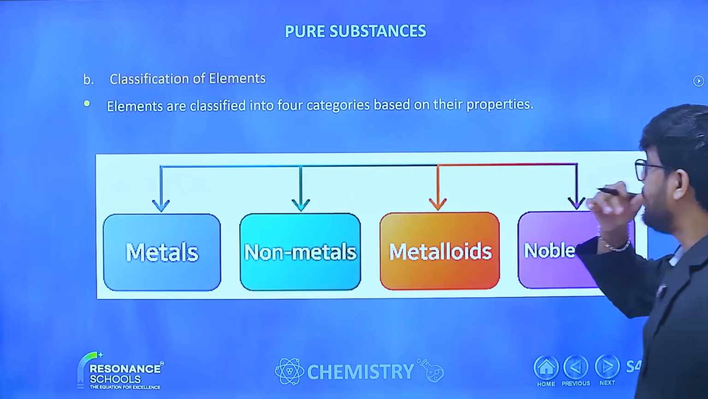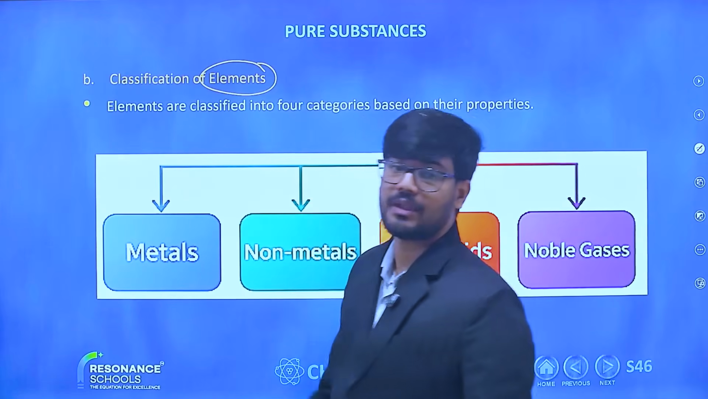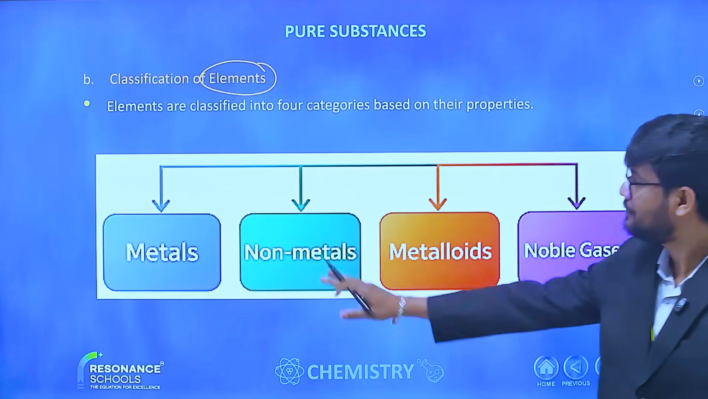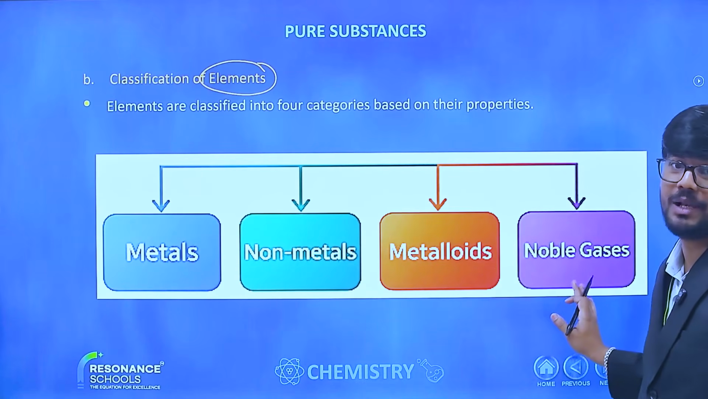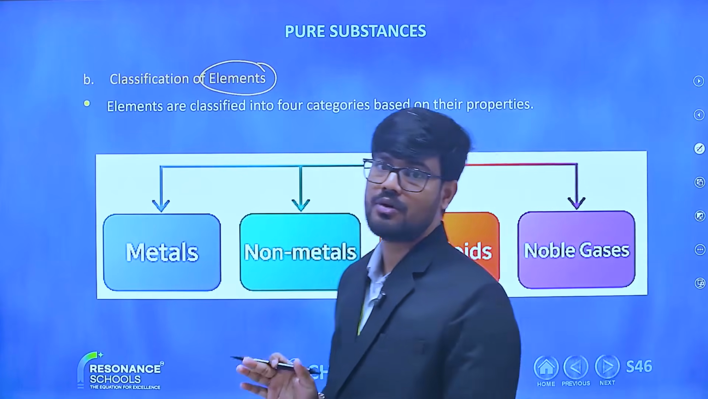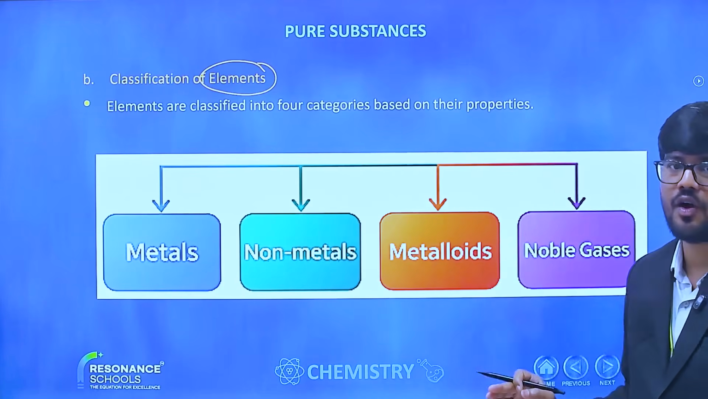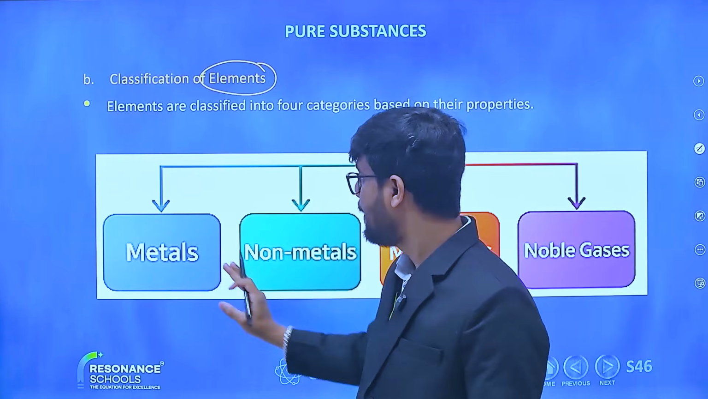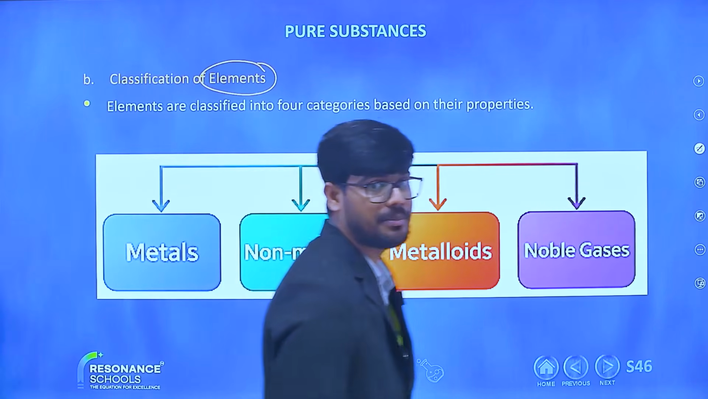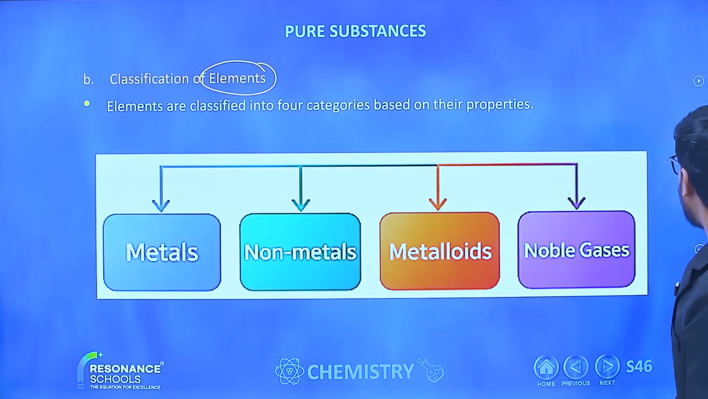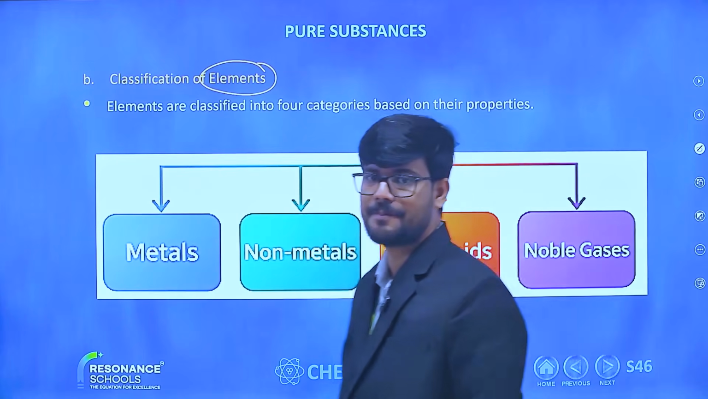Now everyone just write this table. How many types of elements do we have? Metals, non-metals, metalloids and noble gases. Total four classified types. Now I'll give some examples so that you can easily correlate with this. Based on properties we are classifying these.